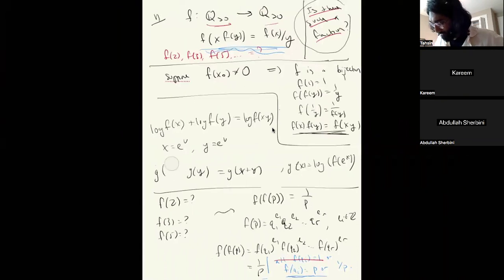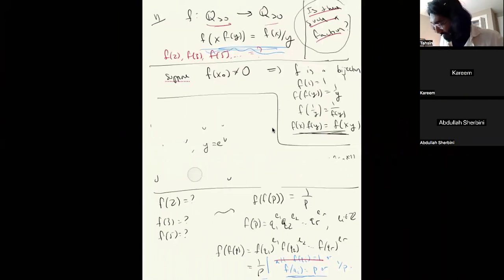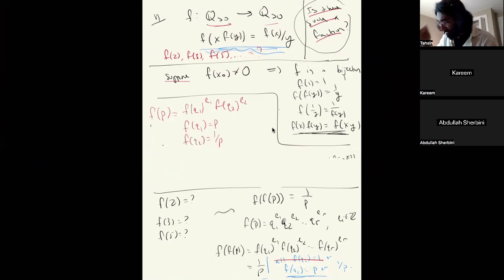So what's the conclusion? The conclusion is f of p equals f of q1 to the e1, f of q2 to the e2, where f of q1 equals p and f of q2 equals 1 over p. Does that make sense?